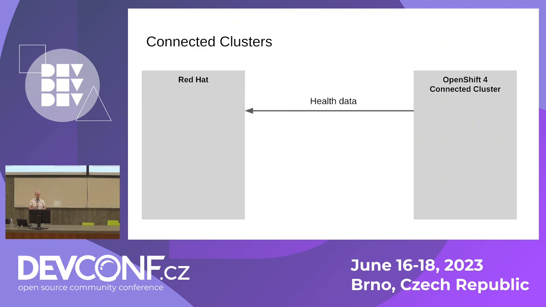We are talking about health data or remote health monitoring. You might be immediately thinking Prometheus. That's the de facto standard these days. And yes, OpenShift sends data, which we call telemetry, using Prometheus or Thanos. But we're actually not using this data for Red Hat Insights. We're using data that's collected by the Insights operator. Why?